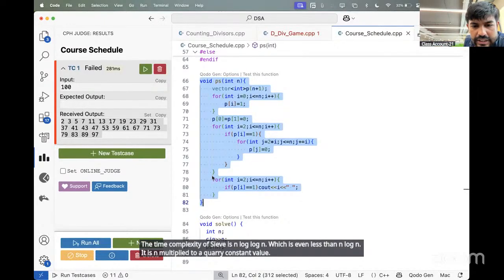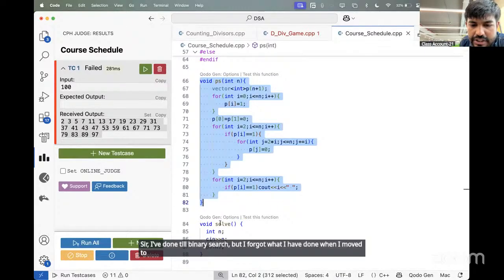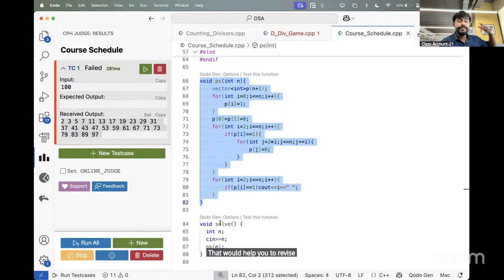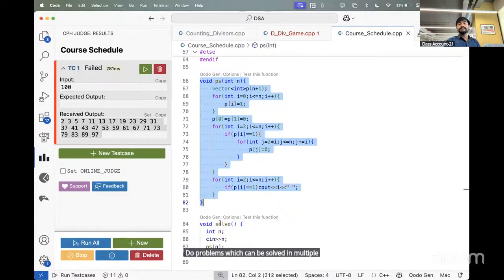Sir, I have done till binary search, but I forgot what I have done when I moved to other topics. Is there a suggestion from you? Do a lot of random problem solving. That would help you to revise all the previous concepts too. Don't do topic wise, because in an interview, no one would tell you that this problem is a binary search problem, solve it using binary search. Do problems which can be solved in multiple patterns.